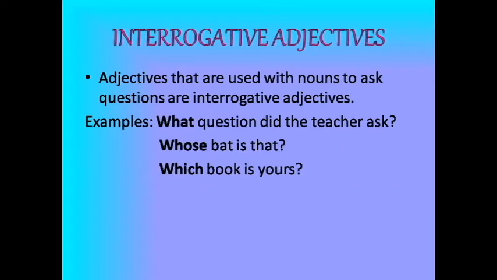So, the next type of adjective is interrogative adjective. As the name suggests, these adjectives are used with nouns to ask questions. For example, what question did the teacher ask? Here, the interrogative adjective is what. Whose bat is that? In this sentence, the interrogative adjective is whose. Which book is yours? In this sentence, which is the interrogative adjective.